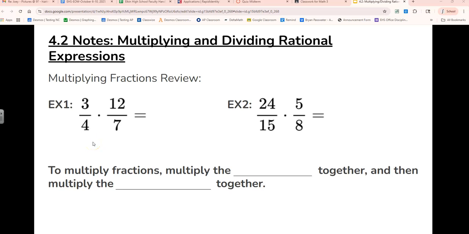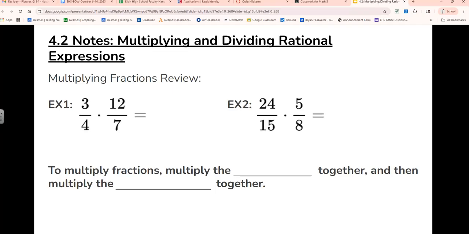Things happening here. I usually find kids have forgotten how to multiply fractions. And I'm gonna also show you a trick that's gonna be helpful to us. Multiplying fractions, in my opinion, is like the easiest thing you can do with fractions. It's easier than adding and subtracting.